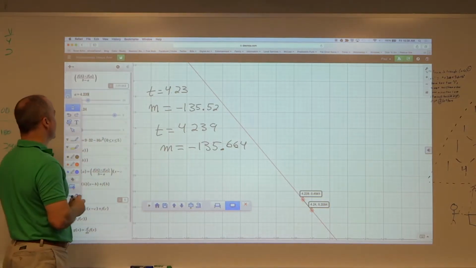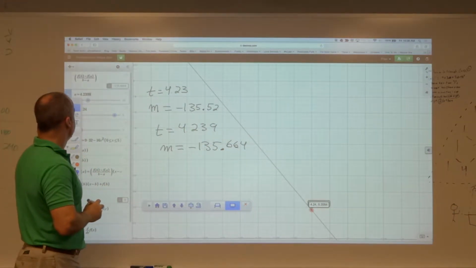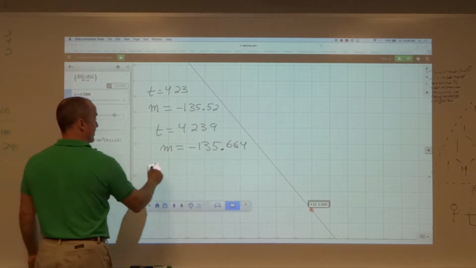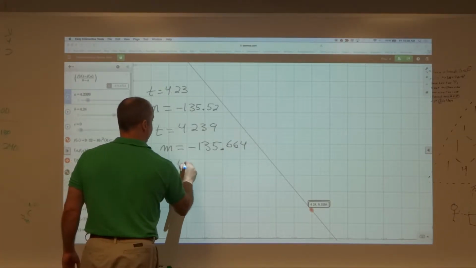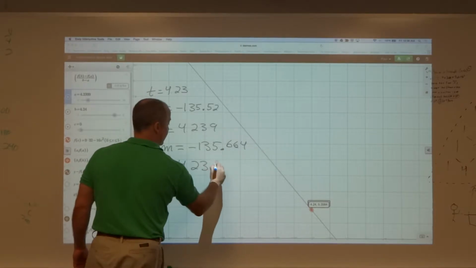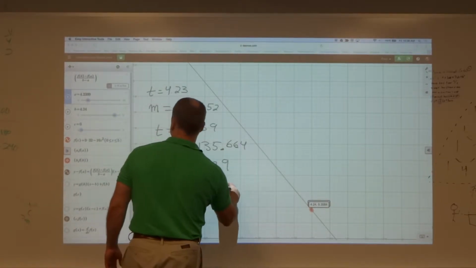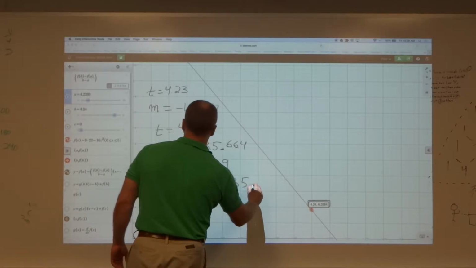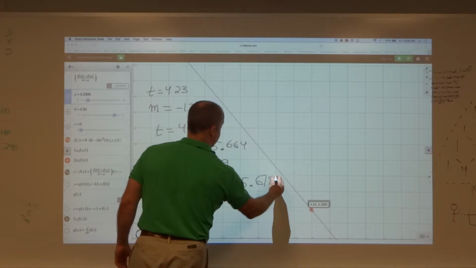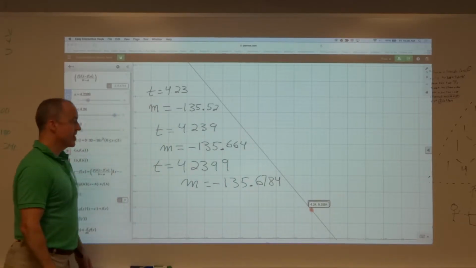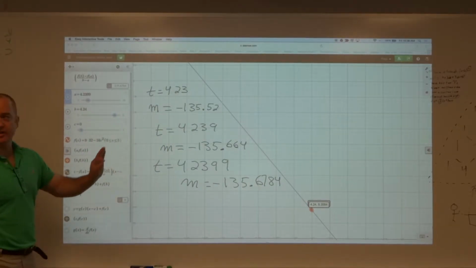Okay, Zach, type another 9. Okay, so now we're at T equals 4.2399, and my slope is negative 135.6784. Should I zoom in? Not yet. I don't mind them looking right like this right now.